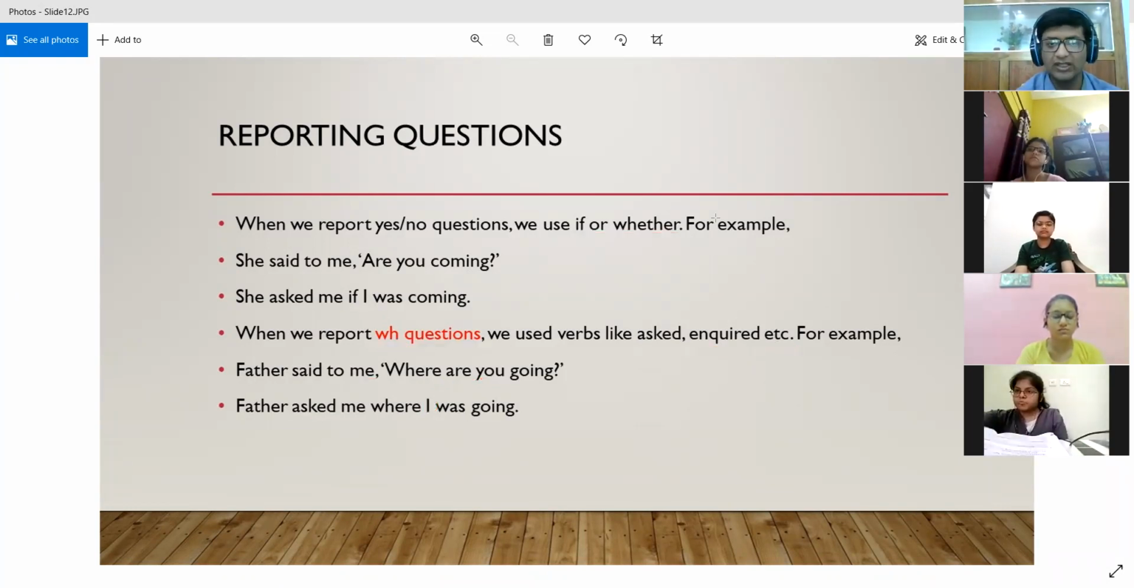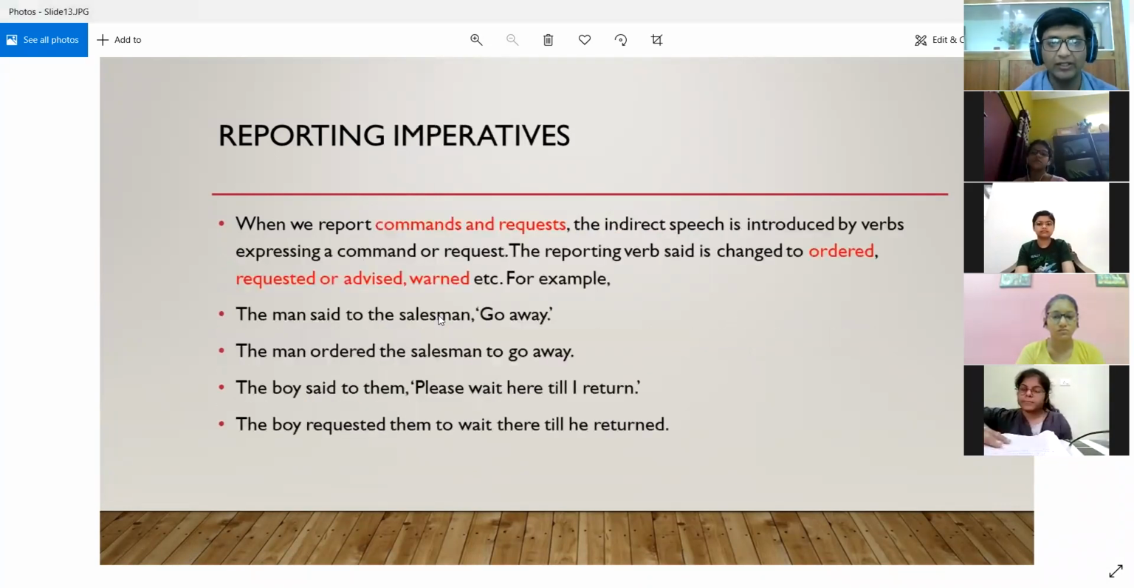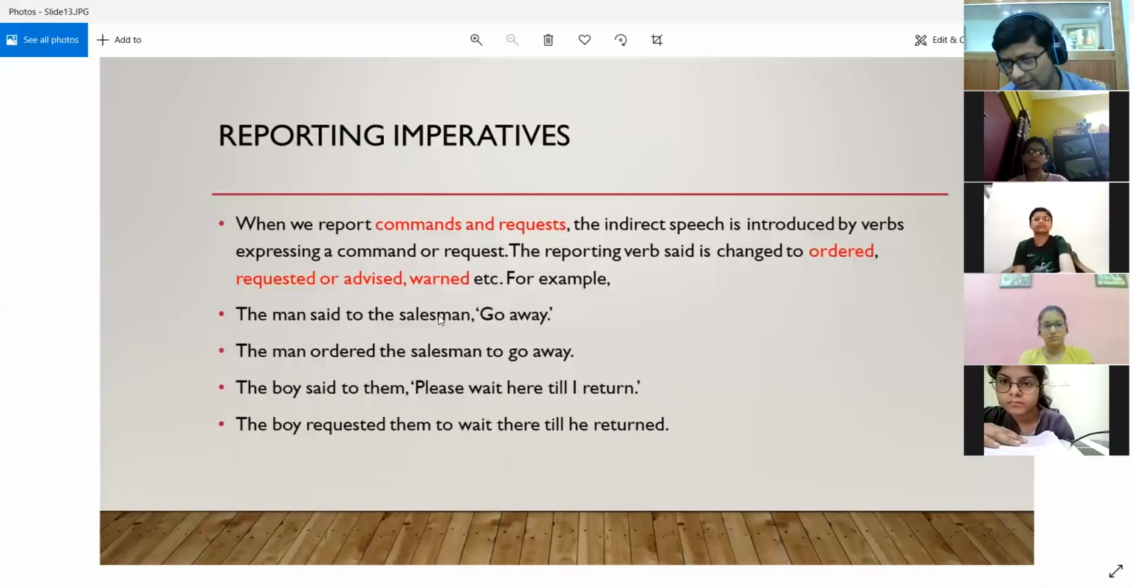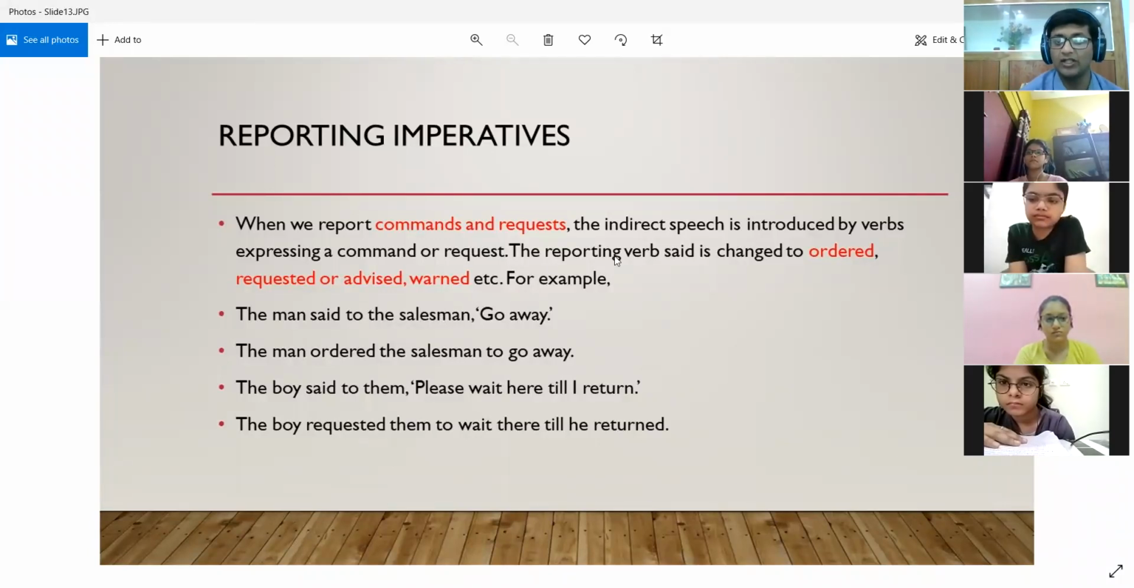Okay. So these are the general concepts that I am telling you. Now we come to the imperatives. Imperatives, I have already told you, mean that when you are trying to give some command or trying to make some request, those are the imperative sentences. So in indirect speech, when imperative sentences are there, then we use ordered, requested, advised, warned. Yes. So we use these words when we try to change imperative sentences into indirect.